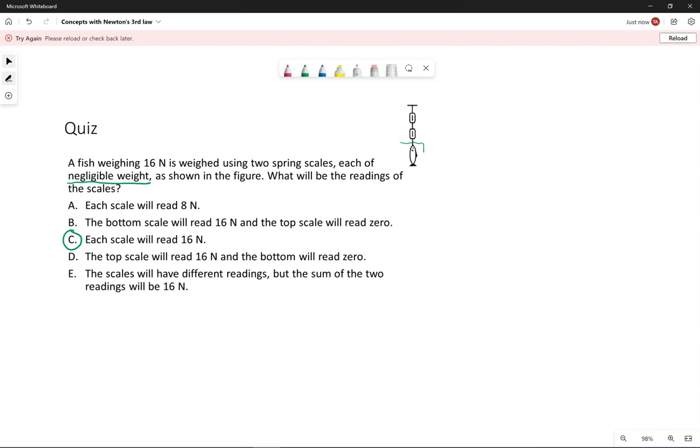As we do that, if I focus on just the fish, I know this fish is experiencing the pull of gravity, which this problem tells us is 16 newtons. It is also feeling this tension right in here. I'll call that tension 1. Because the fish is just hanging there, it's not accelerating in any way, this tension 1 needs to balance out the weight of the fish. Otherwise, there would be an acceleration.